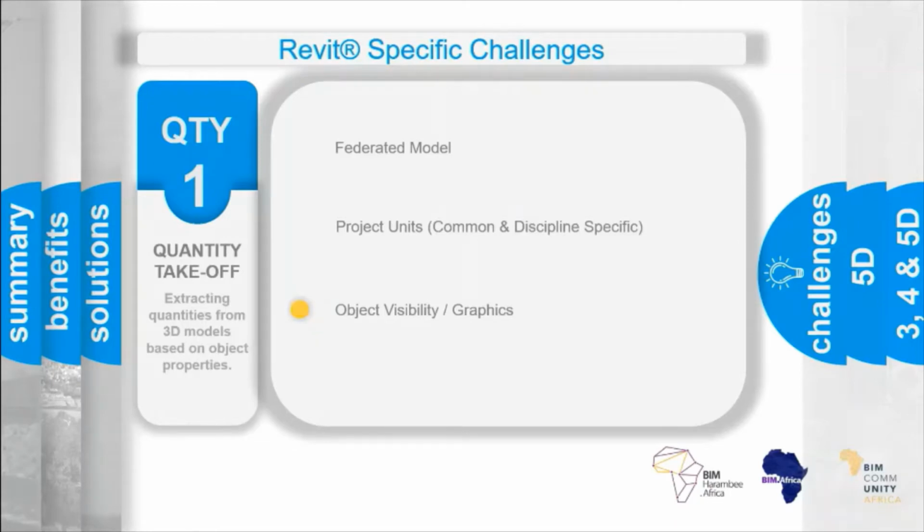Cost managers and quantity surveyors aren't familiar with your software and do not have the wherewithal and the ability to go in and turn on your visibility graphics that may have been turned off. So make sure that you are showing them all visible information that the cost manager would require in order to complete an estimate. If it's not shown, it won't be quantified and therefore may result in a shortfall in the estimate.